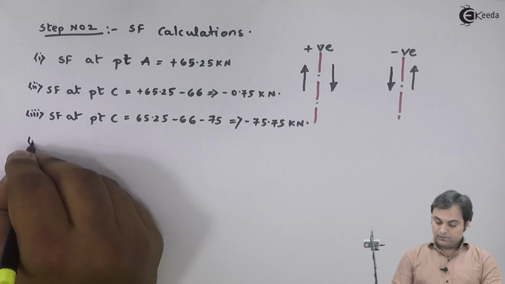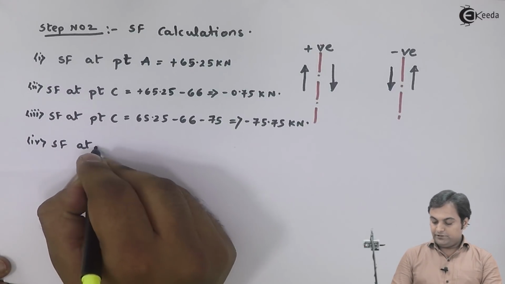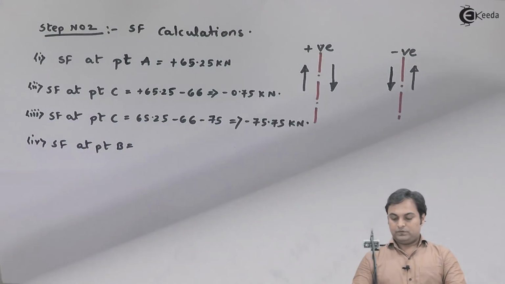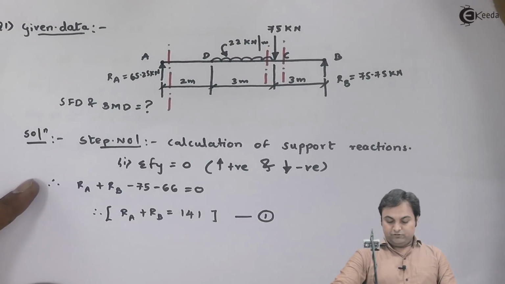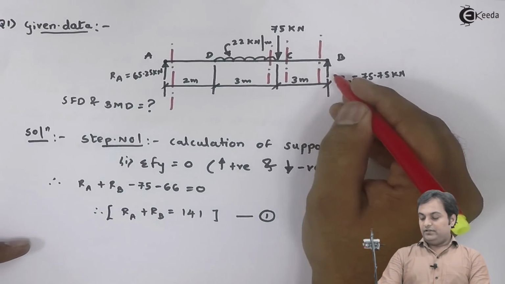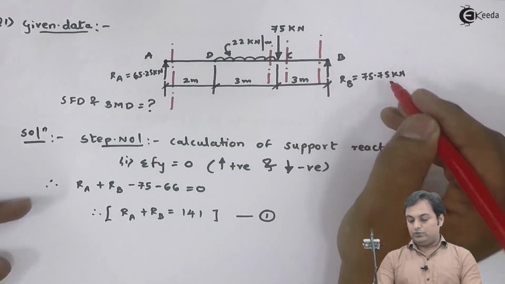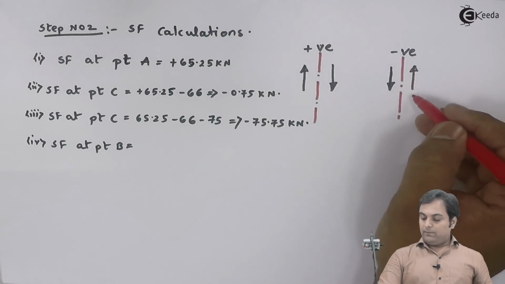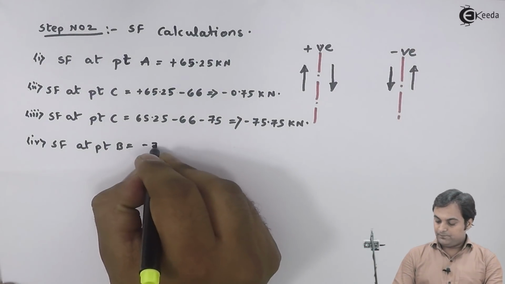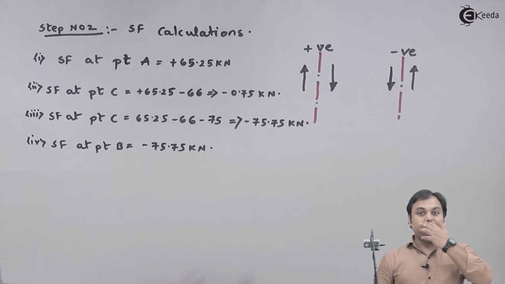After this I will calculate SF at point B. If I take the section just to the left of B, and if I see here, then to the right of this section I have RB which is upward, so it is 75.75 kilonewton, and if we have upward force to the right of section, that is negative, so here I have minus 75.75 kilonewton as the shear force at point B.